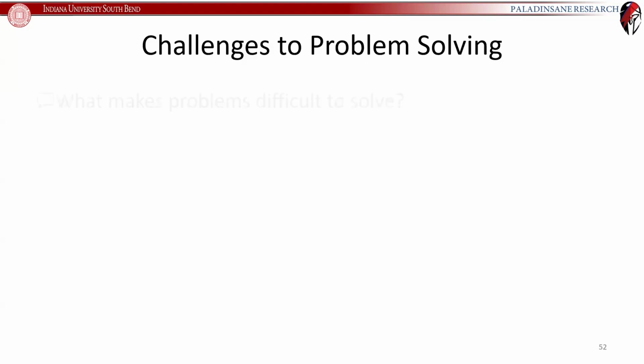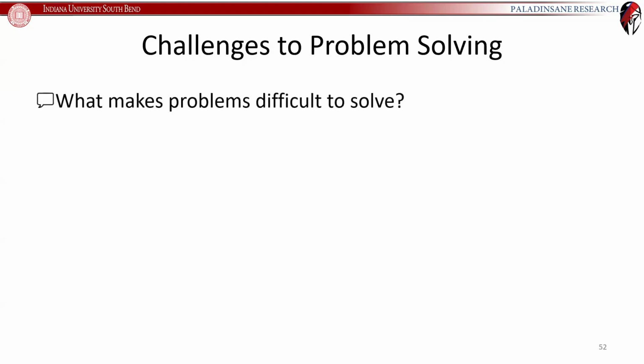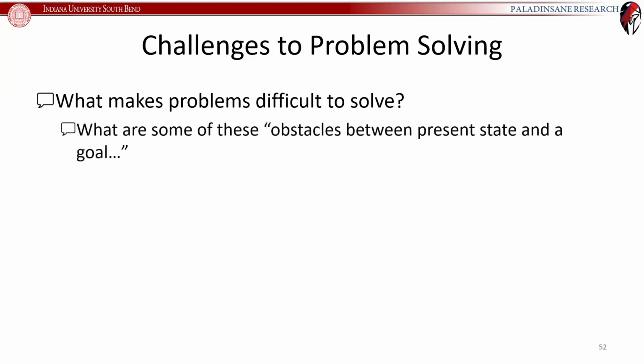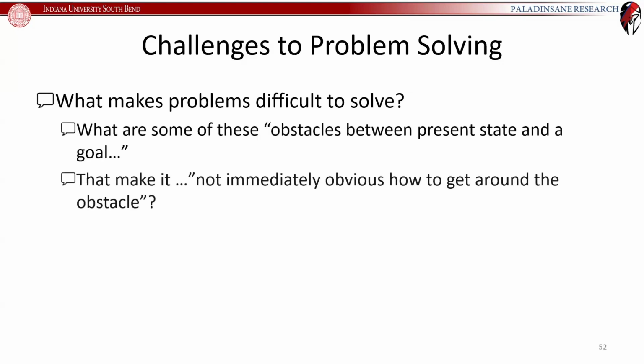So what is it that is making some of these problems so difficult to solve? What are these obstacles between the present state and a goal that actually make it not immediately obvious how to get around the obstacle? What are these challenges to problem solving? Basically, what are some of the reasons that solving problems fail? So we're going to take a look at a few of those. Probably won't get to all of them by the end of today, but we'll take a look at a few.